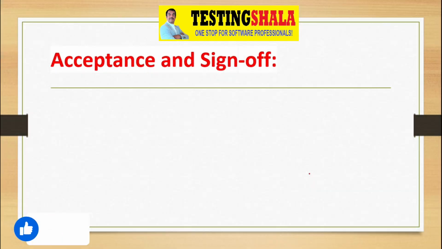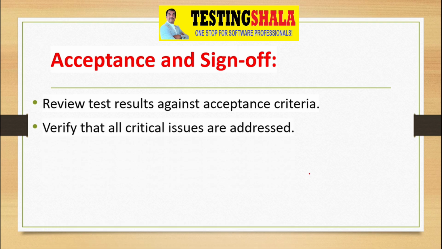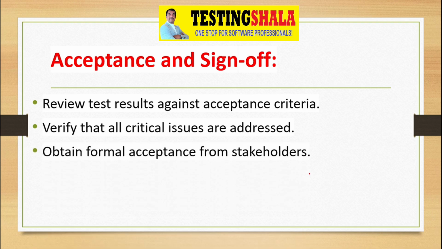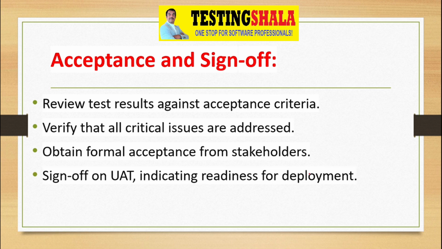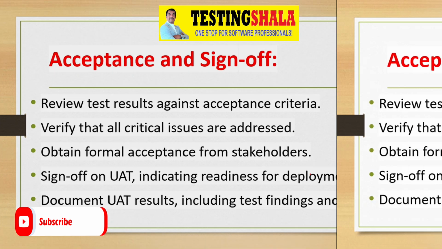in subsequent UAT cycles. The next item to be validated is acceptance and sign-off. Once testing is done, we'll have to review all our test results against our entry and exit criteria of UAT, and we have to verify that all the critical defects are addressed by the development team, and we should get a formal acceptance from all the stakeholders so that we can sign off from the UAT. Deployment can happen post sign-off, and all the UAT results, test findings and resolutions are well documented and kept in some shared space.